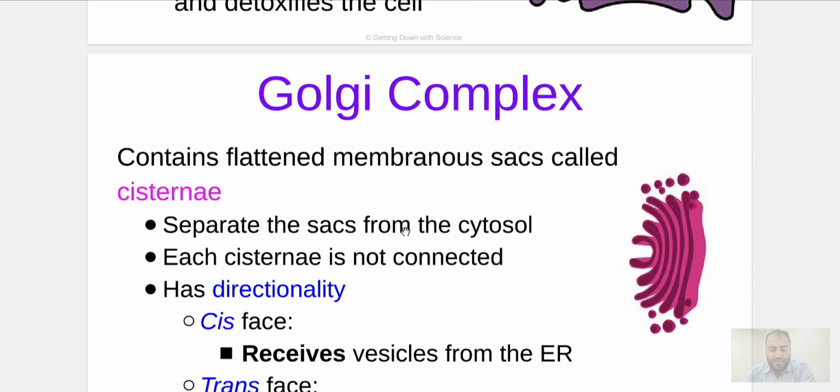Now, Golgi complex. Going back to protein synthesis. I'm going to repeat this from the beginning, from the nucleus, DNA turning into messenger RNA leaving the nucleus through the nuclear pores, then going to the rough ER, to the ribosomes, where proteins are made. After proteins are made, they are transported to the Golgi apparatus through vesicles.